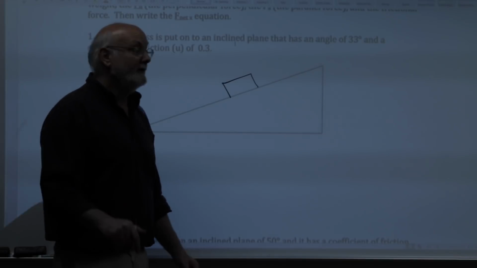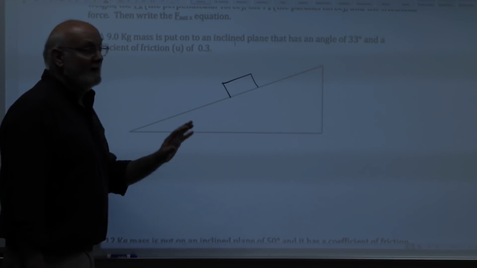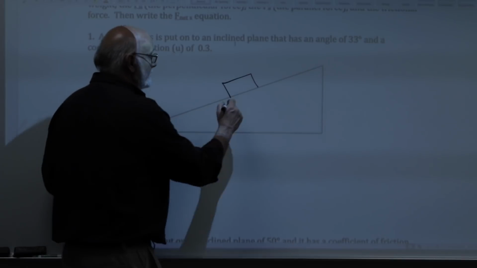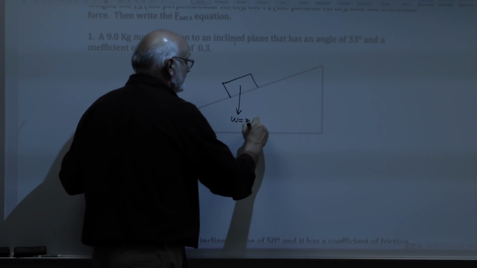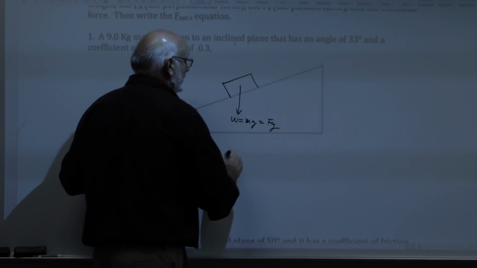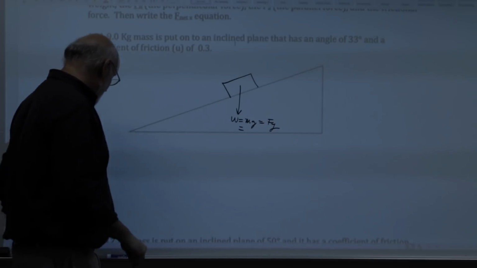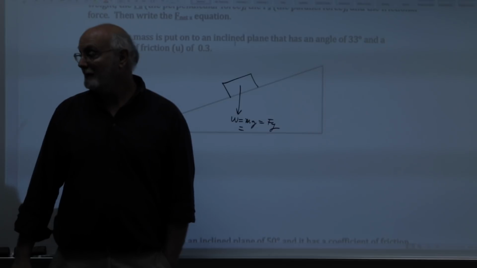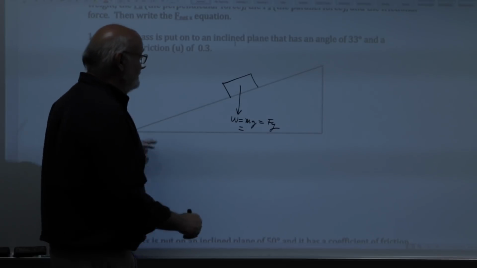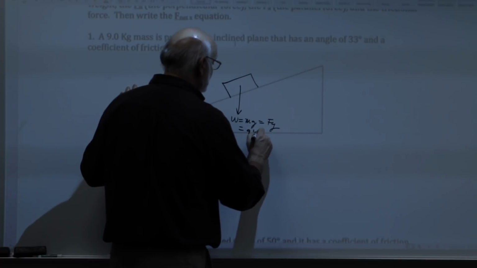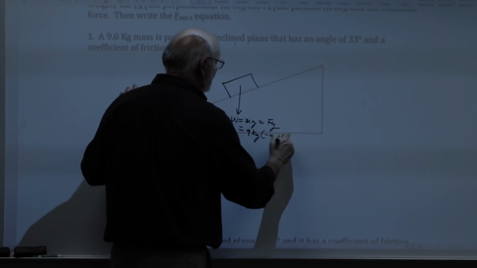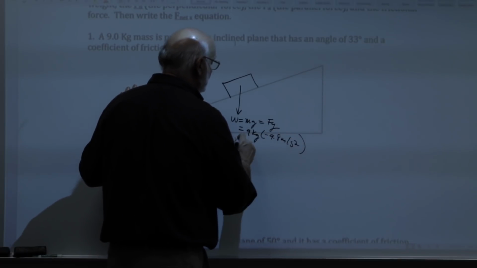Okay, so hopefully what you guys have is this. The very first thing you put in, first vector, is weight. There's your weight, which is mg, Fg. And as you know, I like to calculate this out really quickly. So I go, all right, this is 9 kilograms, negative 9.8 meters per second squared.